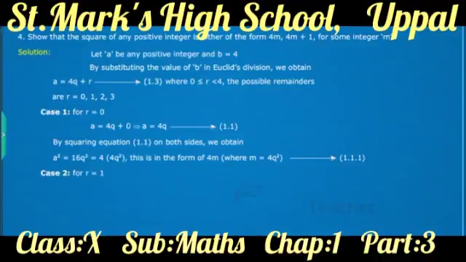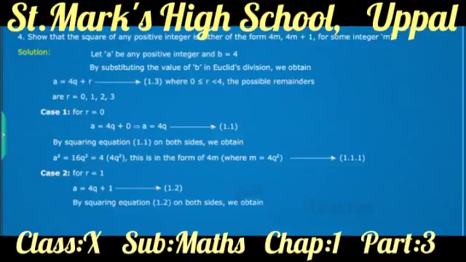Case 2, for r equal to 1. a is equal to 4q plus 1. By squaring equation 1.2 on both sides, we obtain a square is equal to (4q plus 1) whole square, which is equal to 16q square plus 8q plus 1, which is in turn equal to 4 into (4q square plus 2q) plus 1. This is in the form of 4m plus 1, where m is equal to 4q square plus 2q.